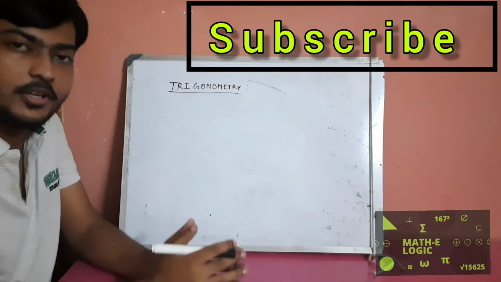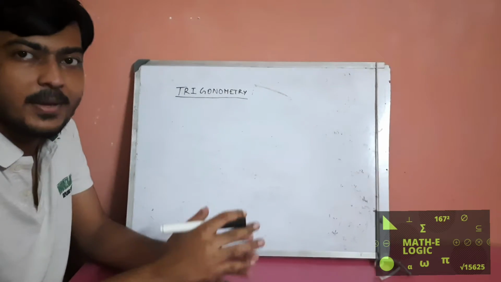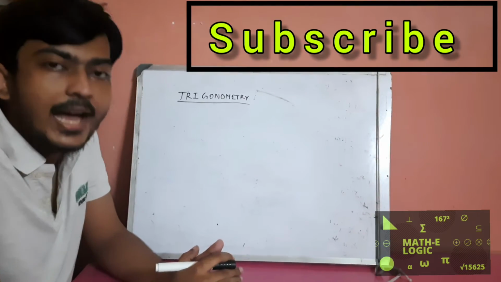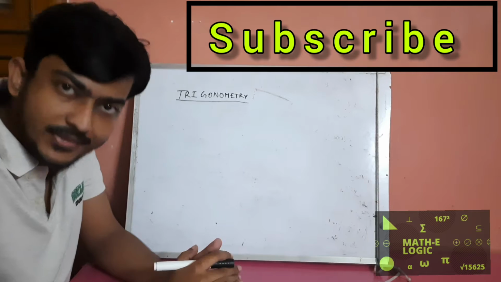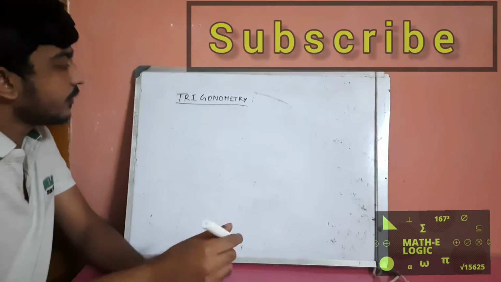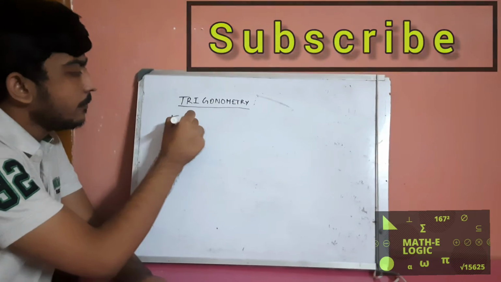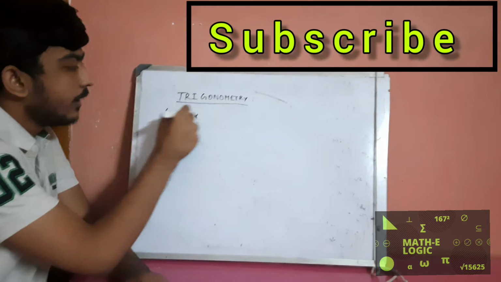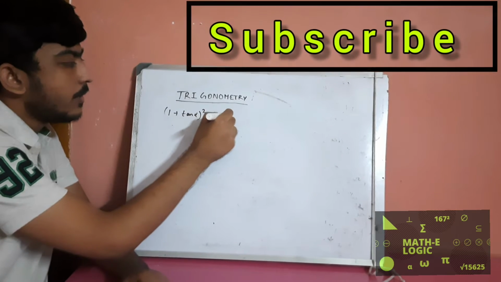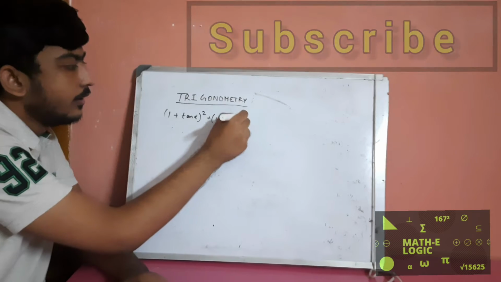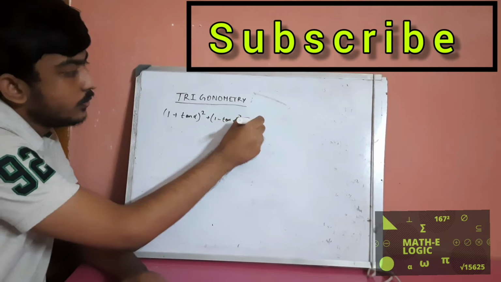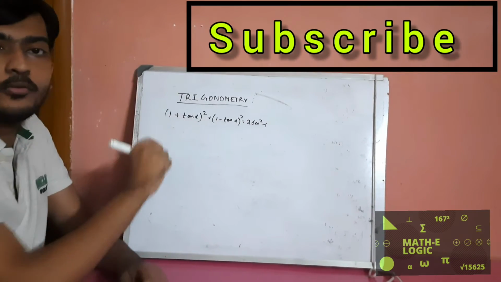In the previous video we discussed the basic principles of trigonometry, and today we solve some basic questions. The first question is: (1 + tan α)² + (1 − tan α)² = 2 sec² α. We have to prove it.